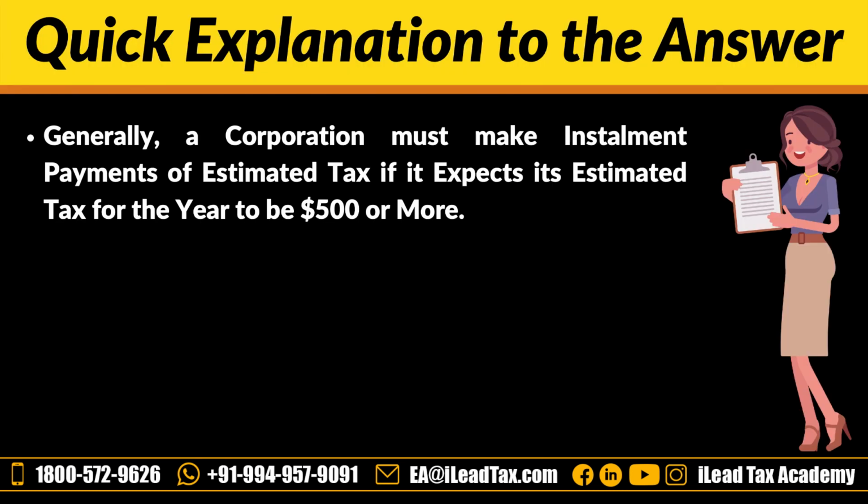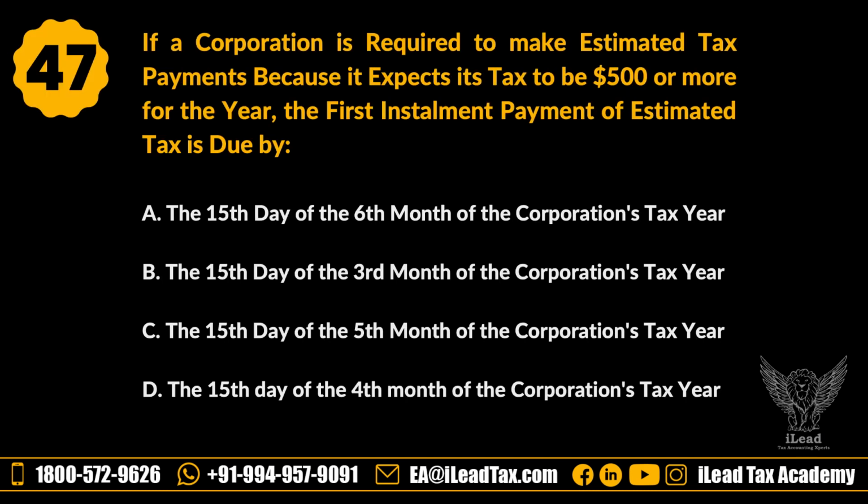So here corporations are required to make estimated tax payments if they expect their estimated liability to be $500 or more for the tax year. This means that if the corporation anticipates owing at least $500 in taxes after considering any credits, it must make estimated tax payments to the IRS throughout the year to meet its tax obligation. So the answer is B, $500. Let's go to the next question.